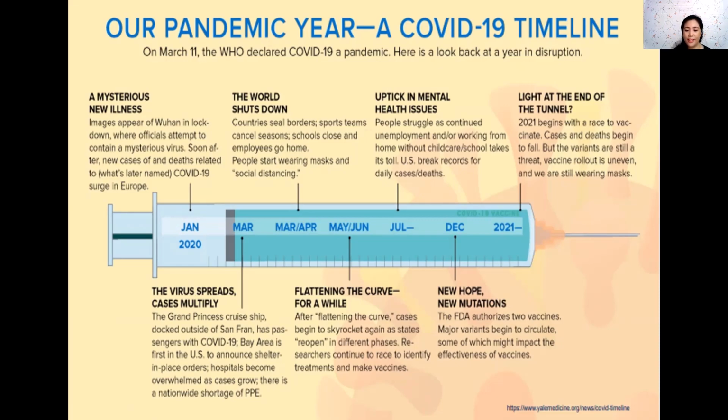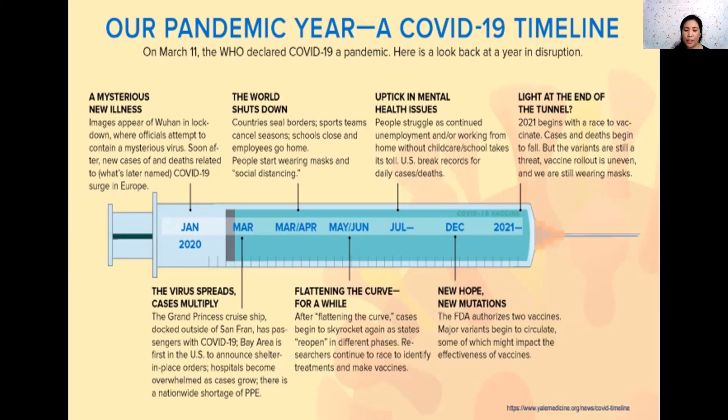Tapos naging COVID-19. Then in the same month and year, January 2020, na-declare yung kauna-unahang case na may namatay sa COVID-19. Then by March 2020, the virus spread and cases multiplied worldwide. Dahilan upang mag-declare ng lockdown, to flatten the curve of skyrocketing cases. Then by July 2020, people struggle kasi walang work, walang trabaho. People struggle due to continued unemployment and school closure.